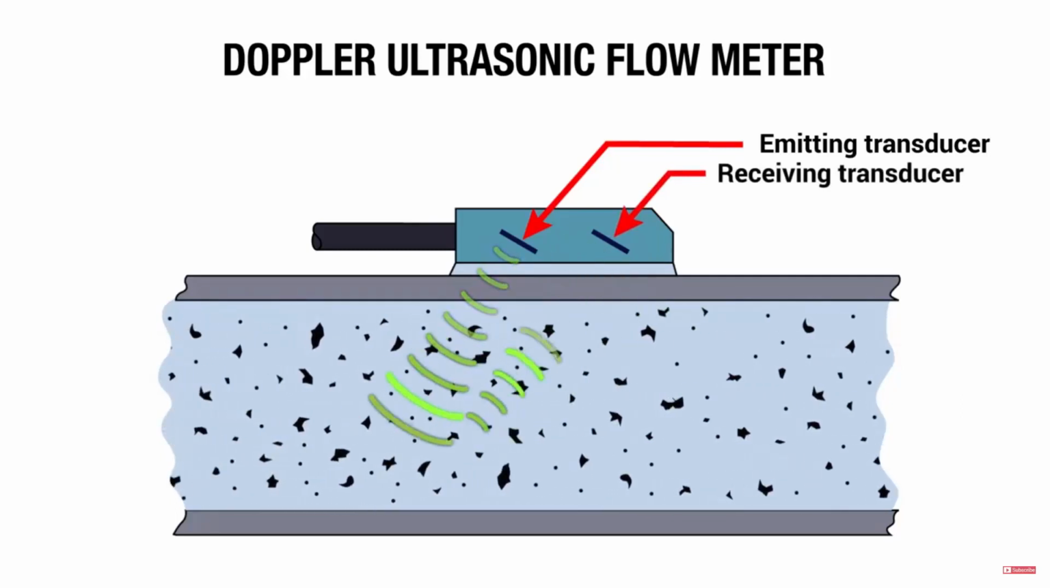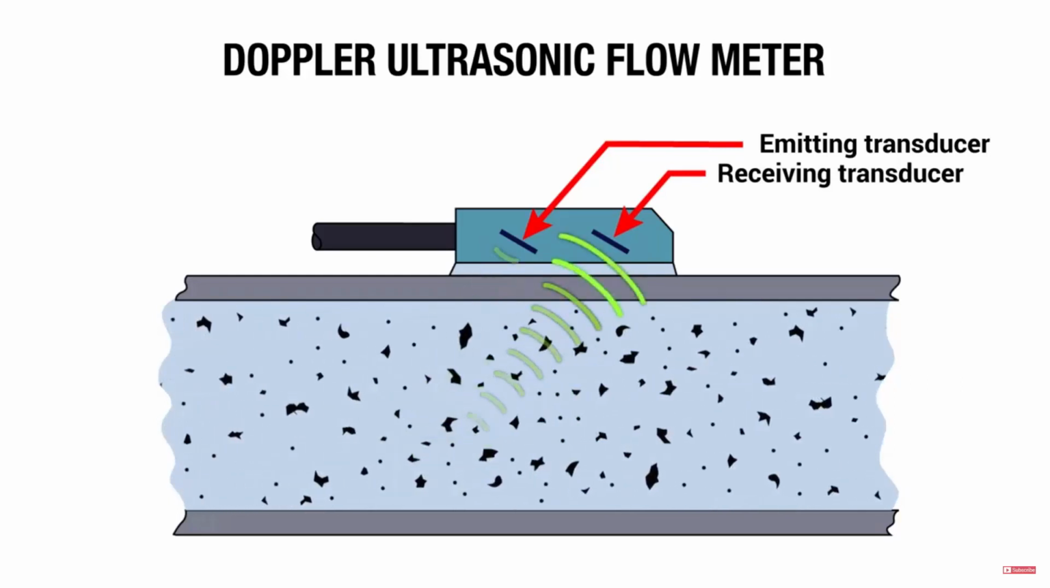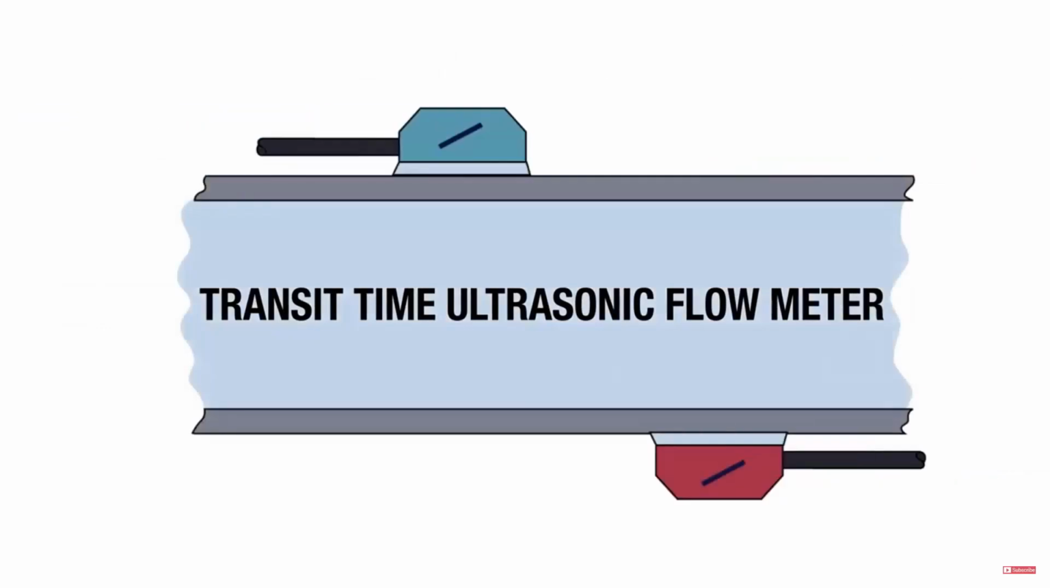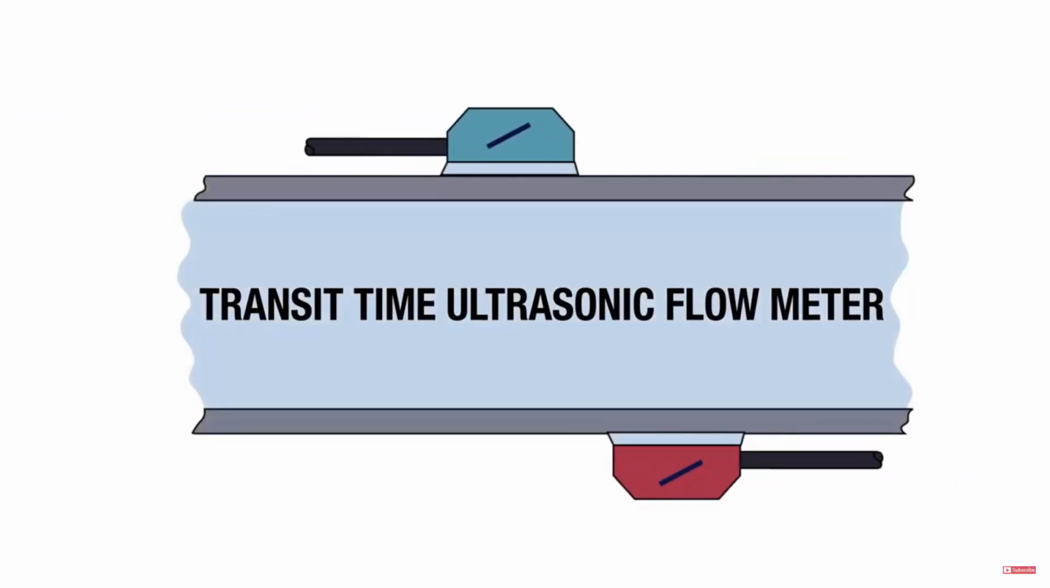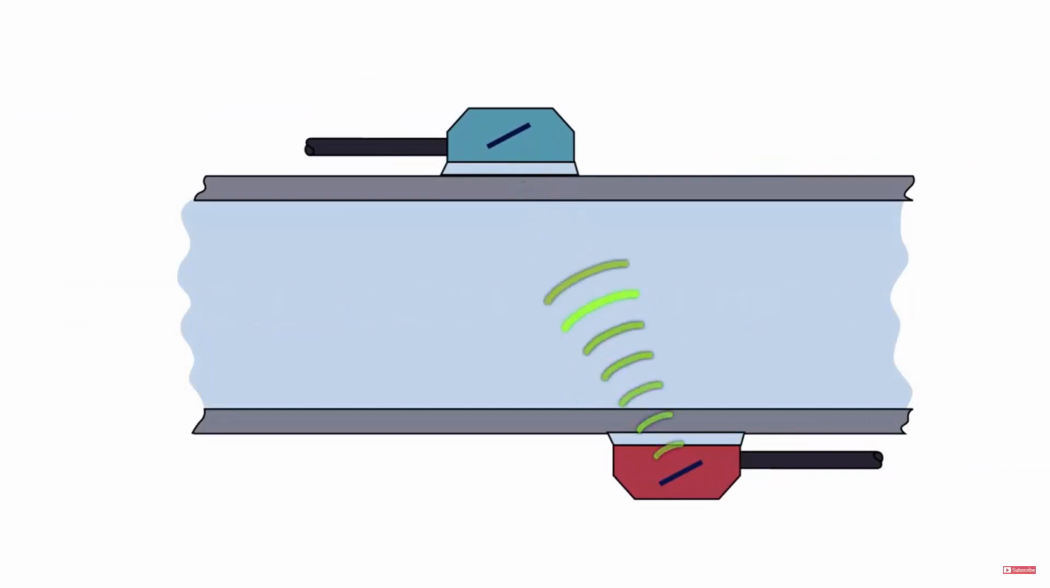But what if your application doesn't have any suspended particles or bubbles that can be used to get a Doppler reading? That's where a transit time ultrasonic flow meter comes into play. A transit time ultrasonic flow meter measures the difference in time from when an ultrasonic signal is transmitted from the first transducer until it crosses the pipe, bounces back, and is received by the second transducer.